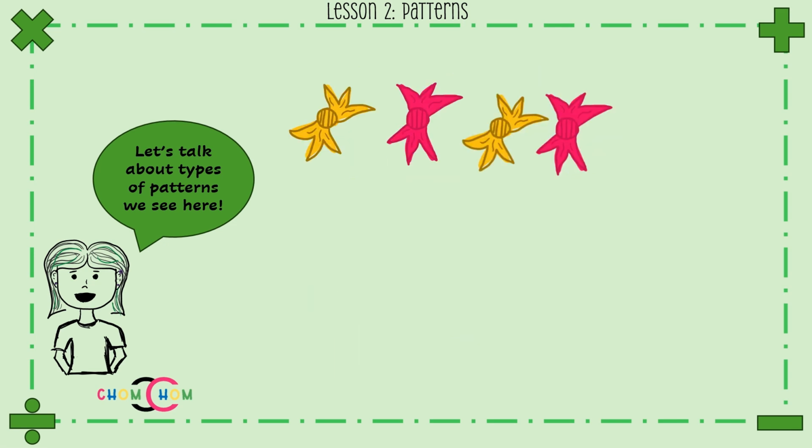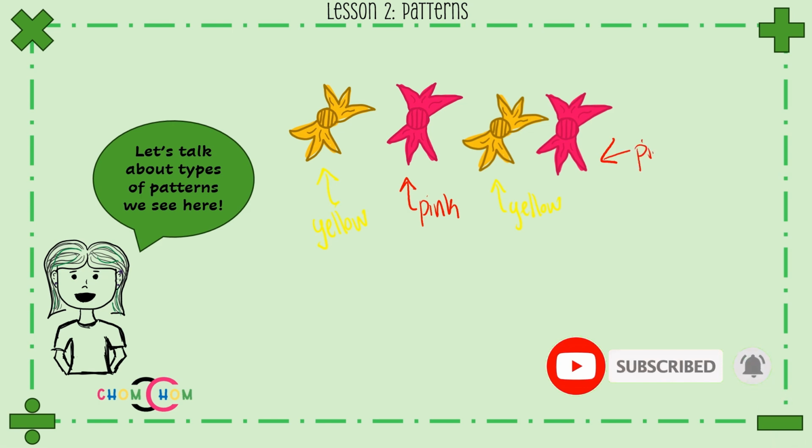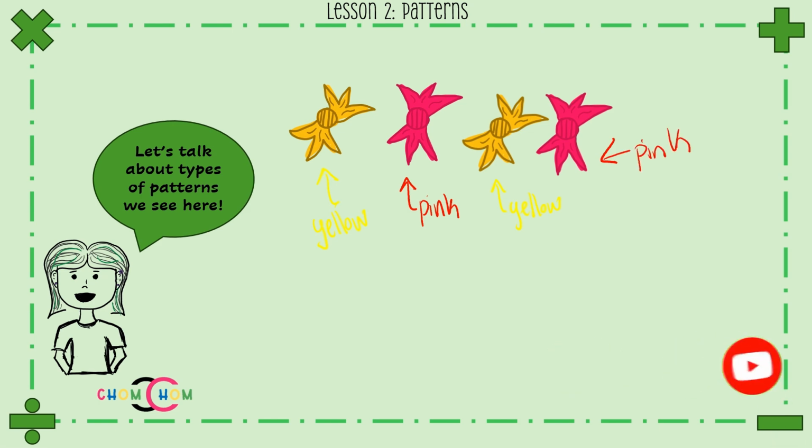Now let's talk about the type of pattern we see here. So notice how my first candy is going to be yellow. Then my next candy is instead pink. Oh, and then what's the next candy? It's yellow again. And then the last candy is pink again. So this pattern is one of color, so this is a color pattern.